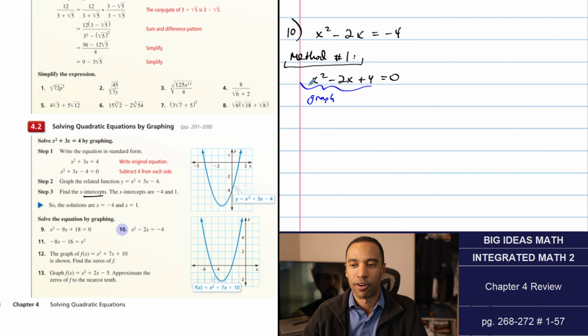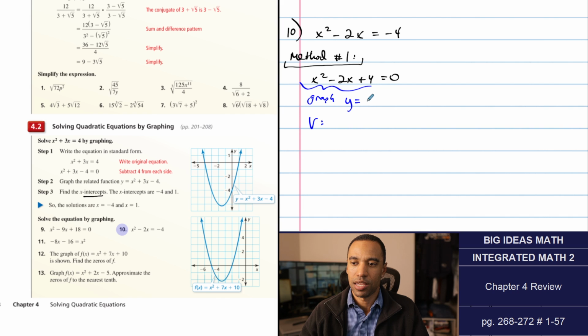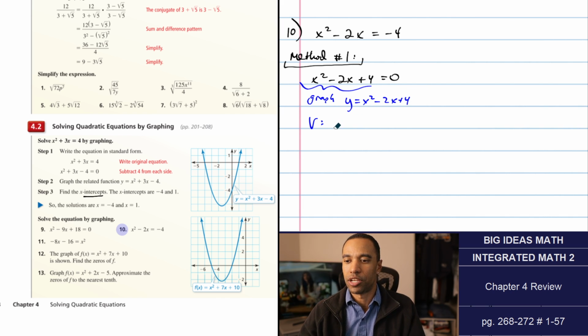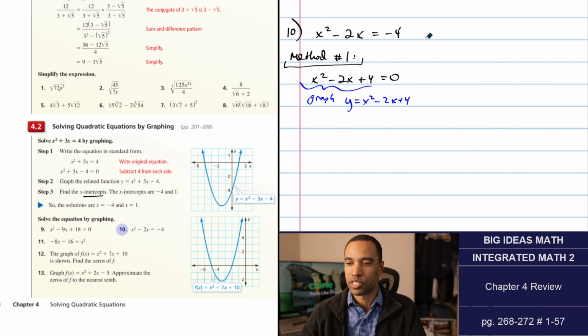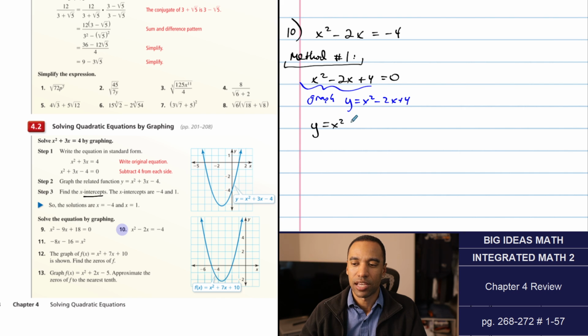So we're going to get a vertex of, you know what I'm going to do? I'm going to graph y equals x squared minus 2x plus 4. I'm going to take that equation and do this by completing the square this time. I'm going to get the vertex form out. So y equals x squared minus 2x plus blank plus 4 minus blank. X squared minus 2x plus 1. You divide negative 2 by 2 and square it.